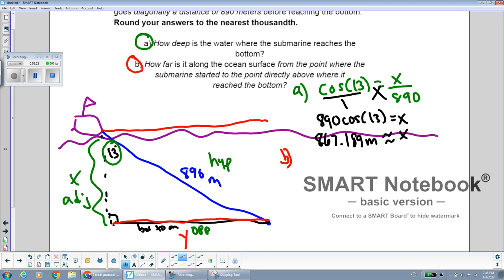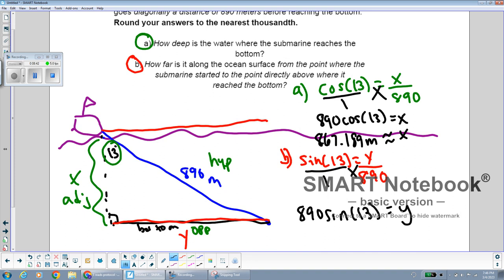So opposite over hypotenuse is sine. So I'm going to use sine here. Sine of angle 13 is equal to opposite. That's what we're trying to find. Over the hypotenuse, that's 890. I'm going to put this over 1 so we can cross multiply. 890 sine of 13 is equal to y.